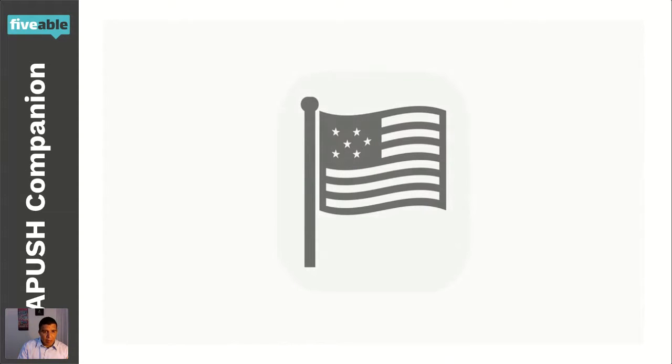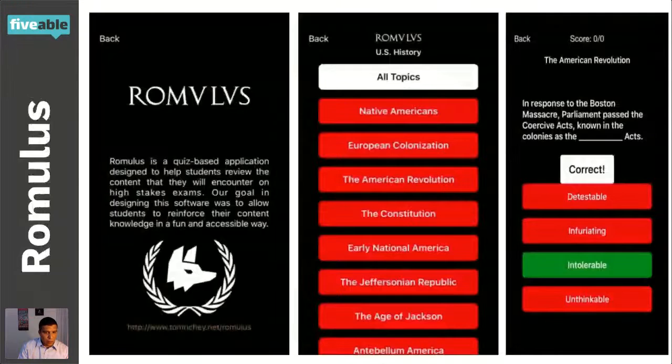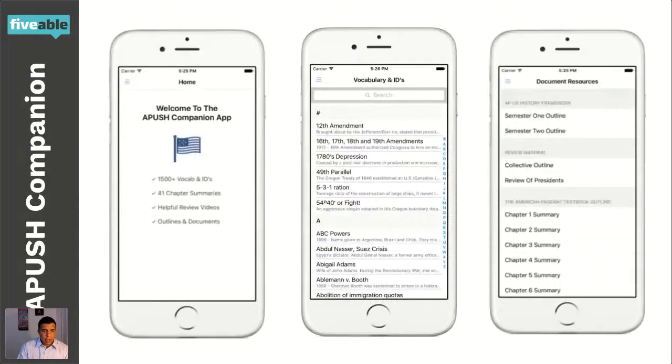Whereas Romulus is just a quiz-based app for certain eras, this one has a lot more. It has 1,500 vocabulary words. If you look at this middle screen right here, all these words, you just click on them and it's going to give you information on the flip side of them. So it's basically just memorization as well.